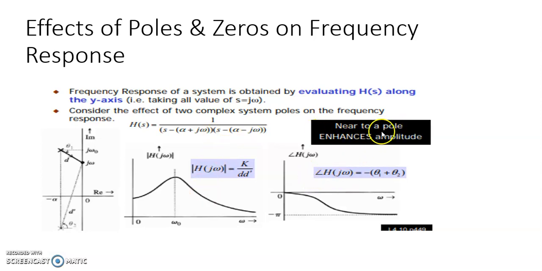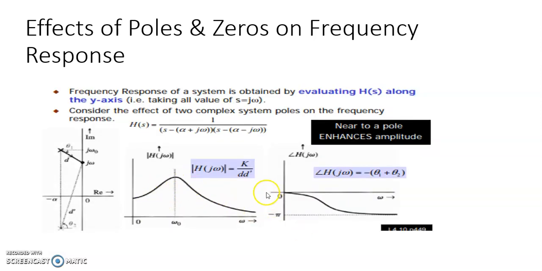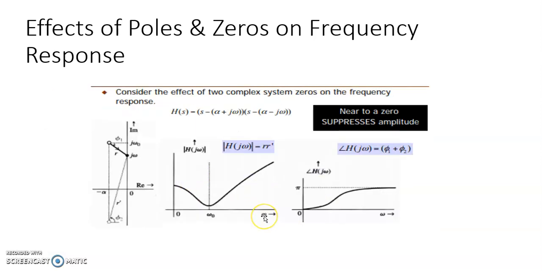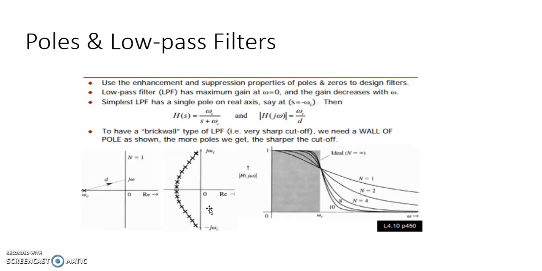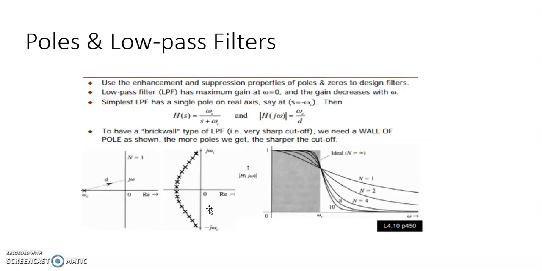So you're going to notice that whenever it is near to the pole, it enhances the amplitude. This amplitude over here increases. And whenever it is near to the zero, the amplitude is suppressed. This is going downwards, this is going upwards. This is nothing but your amplitude. So this is how the position of poles and zeros is going to affect my frequency response. You should have verified all this using your SP lab.